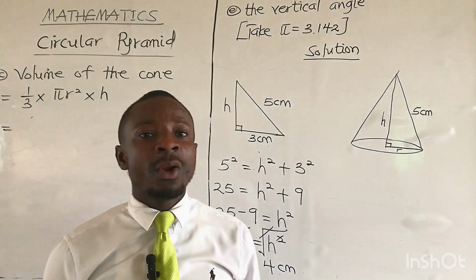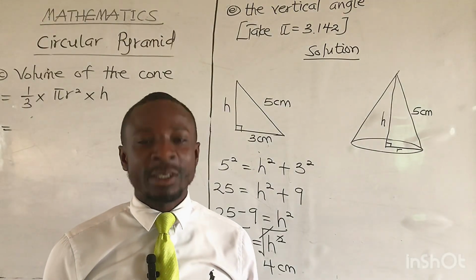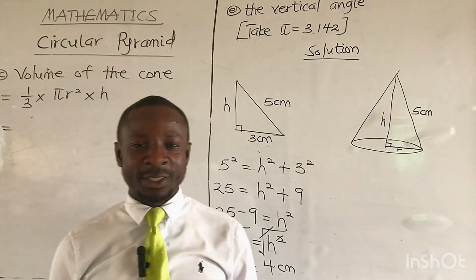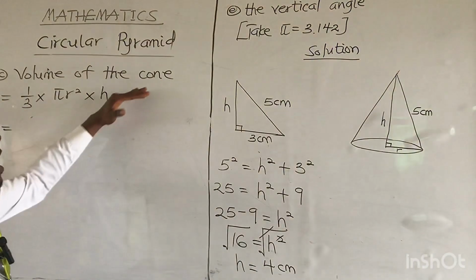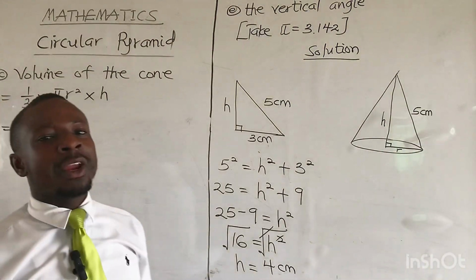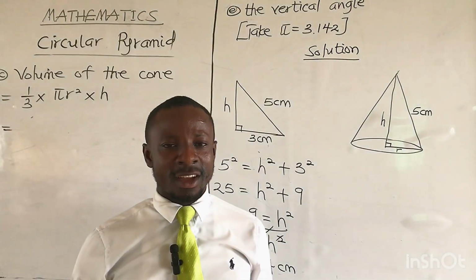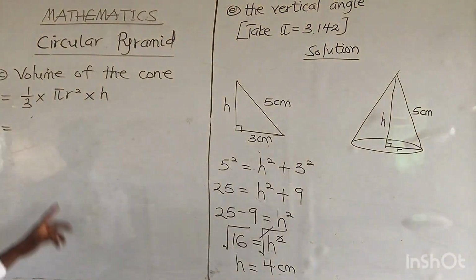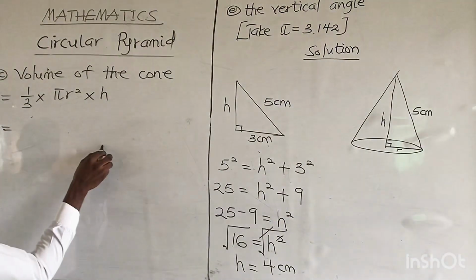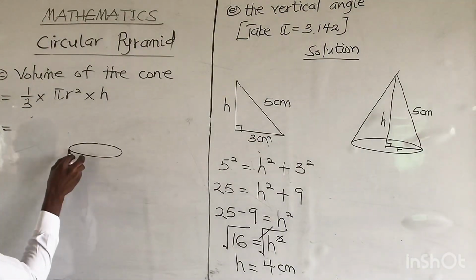And viewers, before we look at the volume, there is a mystery. Let me give you that mystery. The mystery behind the cone is that when you have a cylinder which has, so before we find the volume, this is a cylinder.